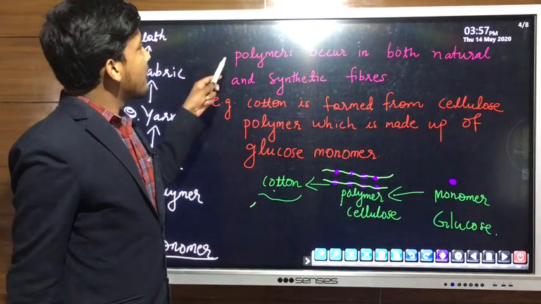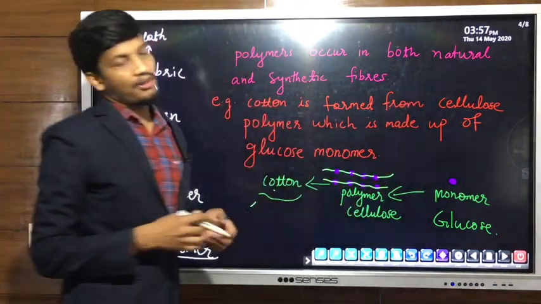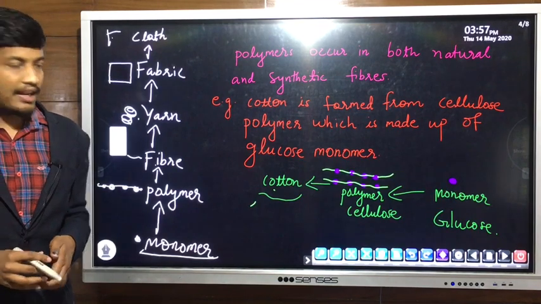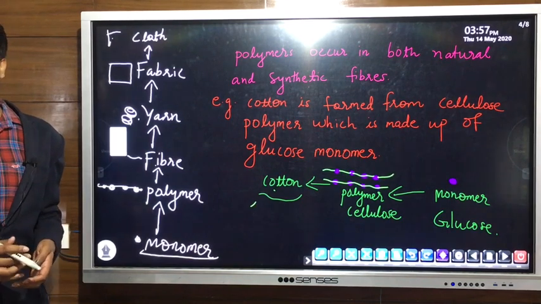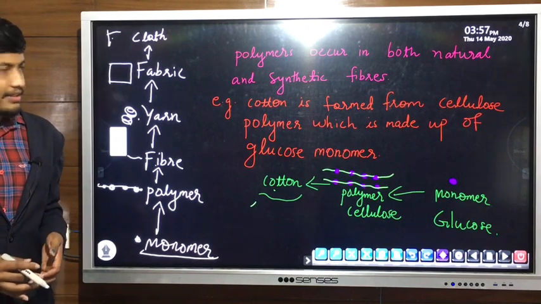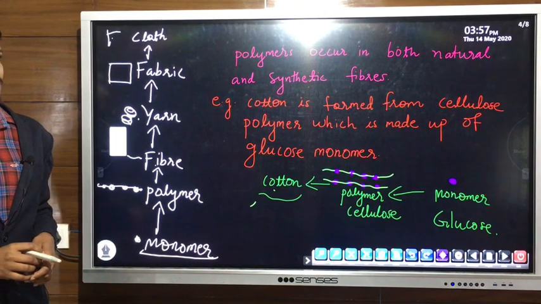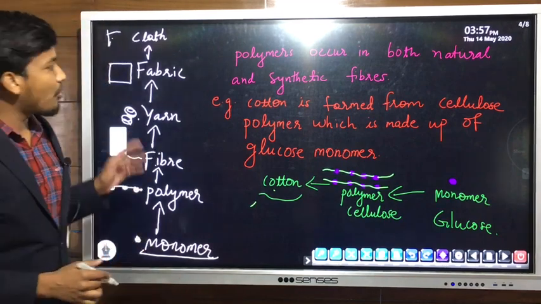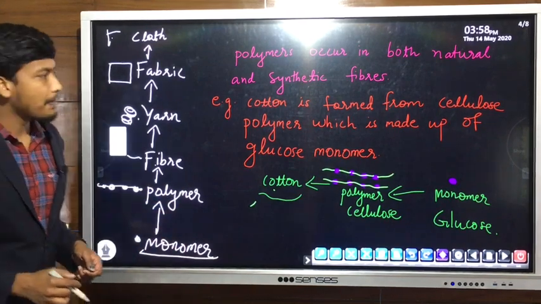Now, polymers occur in both natural and synthetic fibers. So now we can say that fibers are of two types, natural and synthetic fibers. And we can see polymers and monomers in both cases. So the natural fibers like cotton, wool, and synthetic fibers like nylon, rayon, all are made up of polymers. Is it clear? So whether it is a natural or synthetic fiber, all are made up of polymers, and the polymers are made up of monomers.